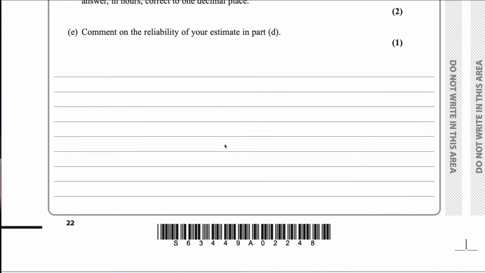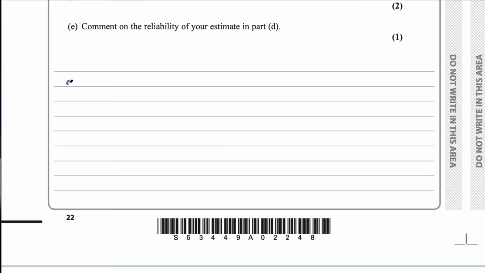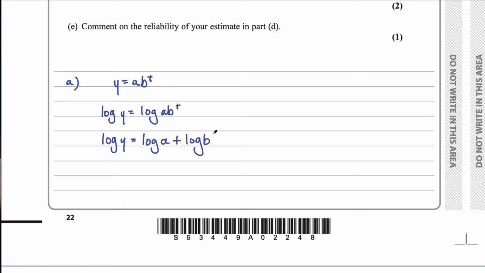So the logical first step for me for part A is to take the log of both sides. So we start off with y equals a b to the power t. Then if we take the log of both sides, we'll have log y equals log ab to the power t. Then we can use our log laws to say that log of a times b will be the log of a plus the log of b to the power t. And I'm not writing the base 10s, but all of these logs are base 10. So this is log a plus log b to the power t.